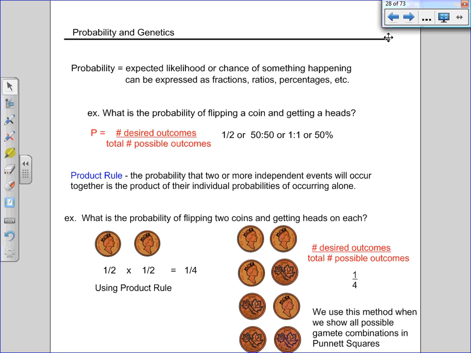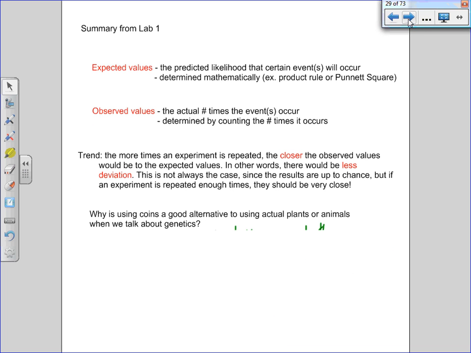Okay, so this is just a summary of probability and how we look at it. So in the lab, basically they flipped the coins 100 times. Each group flipped 100 times, and there were 14 groups. When they looked at their own results, some of them had very close to what was expected.